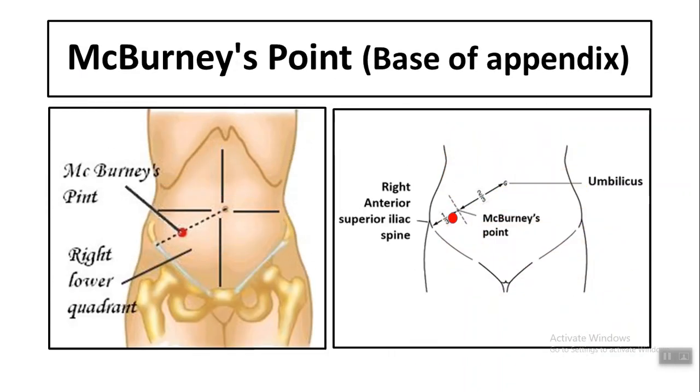What do we call McBurney's point? This is in red color. It means the location of the base of the appendix. It demarcates the location of the base of the appendix. It's located one third of the way in between the anterior superior iliac spine and the umbilicus. This is what we call McBurney's point.